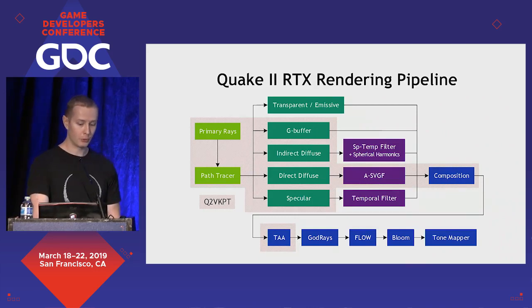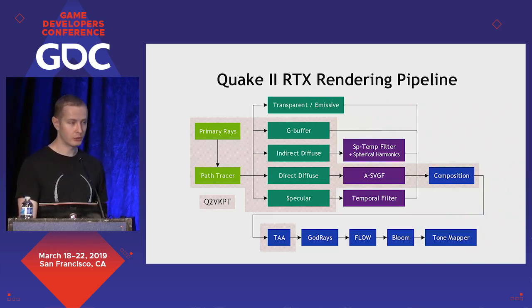Now, then we go through the path tracer, which produces a few channels. One of them is the transparent channel.